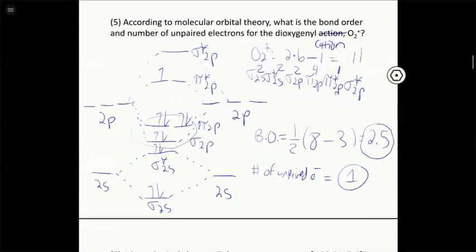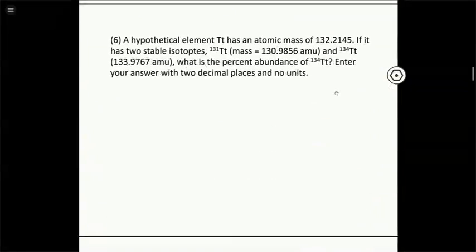All right, moving on to number 6. Here we're back into chapter 5 topics. We're trying to keep track of where we are in the progress. So we have a hypothetical element that has an atomic mass of 132.2145. It has two stable isotopes, 131 and 134, and I gave you the mass of each of those as well. What is the percent abundance of the 134 isotope?